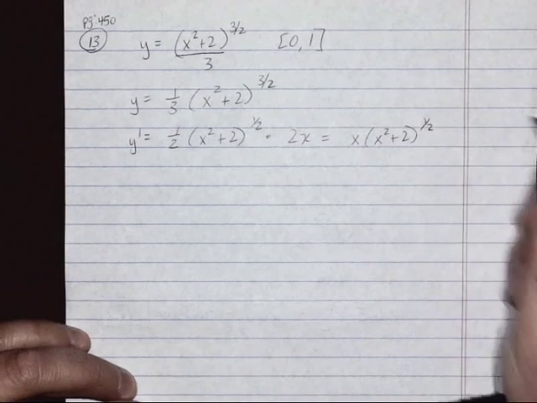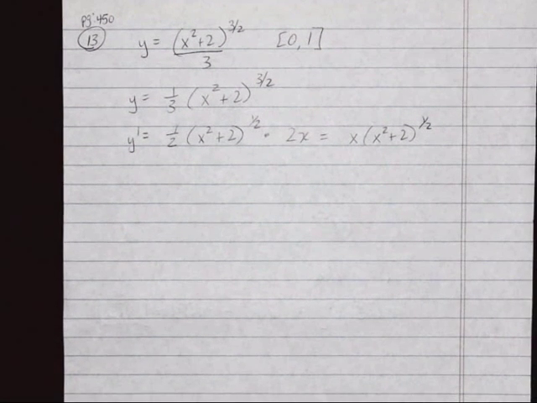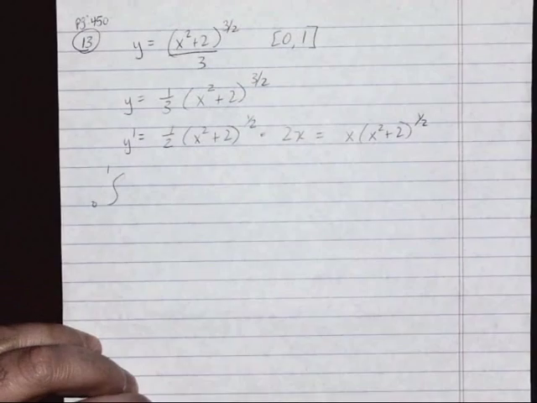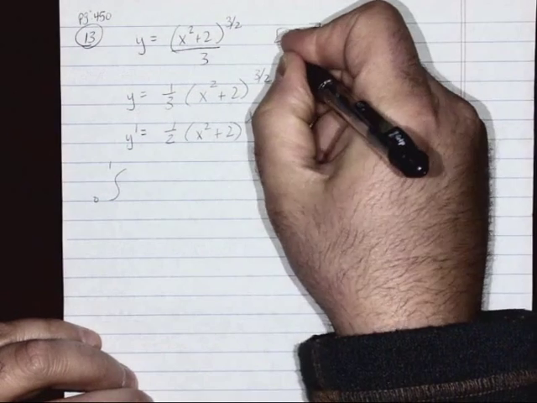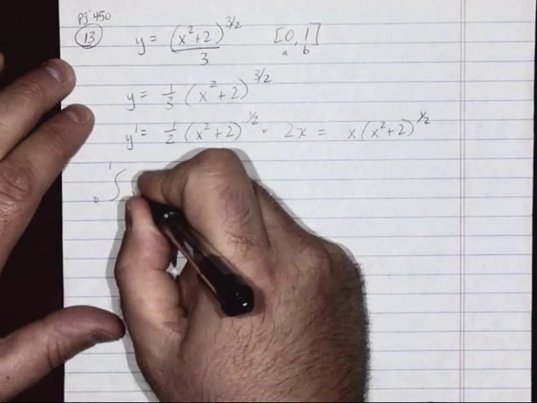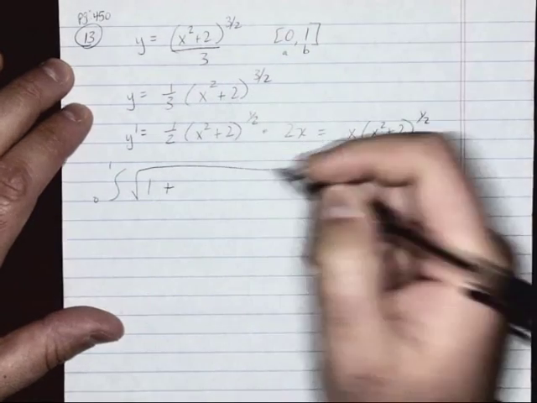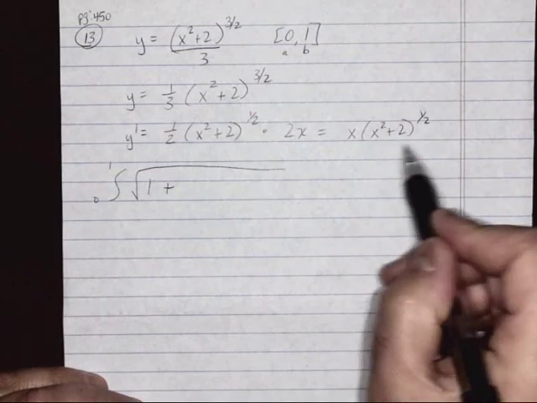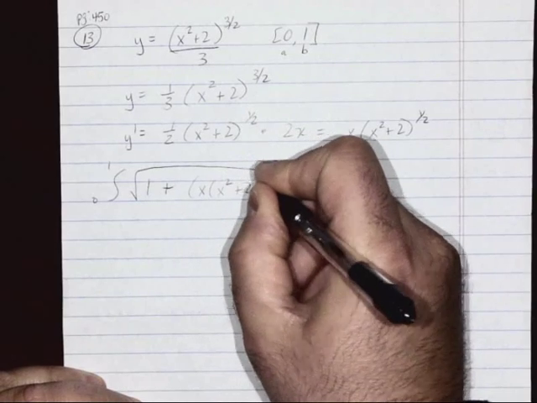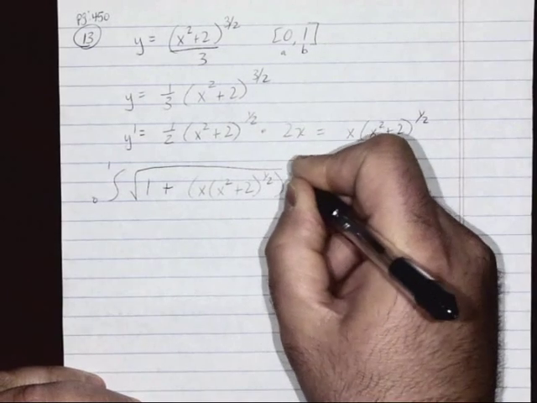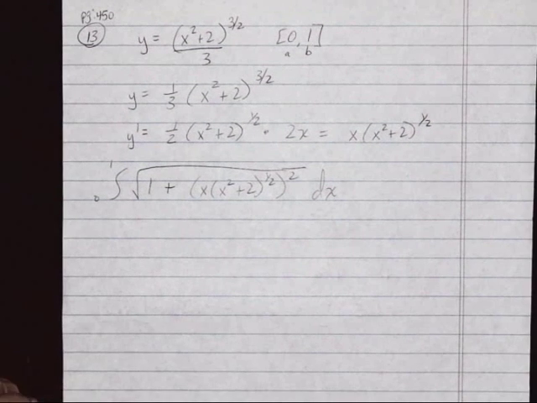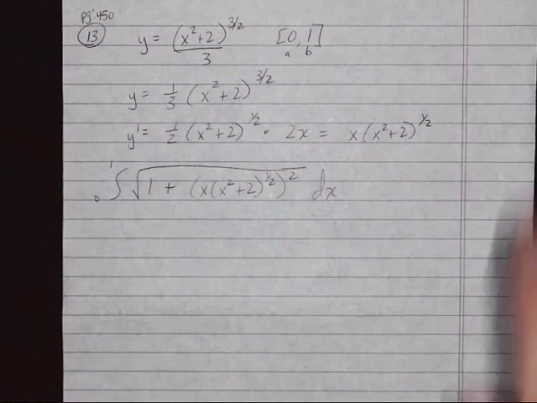So we end up getting this. Okay, so that looks a little better. Alright, so now let's put that in our integral. So there's my a and my b. So that's given to me. Square root of 1 plus f prime squared. So this whole thing squared. I don't want to forget our dx.